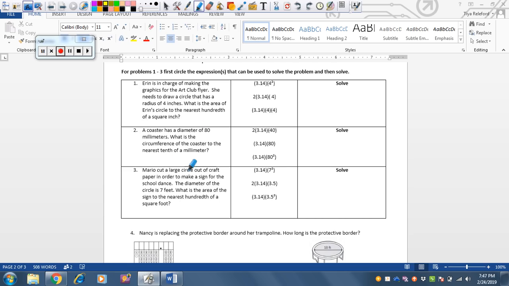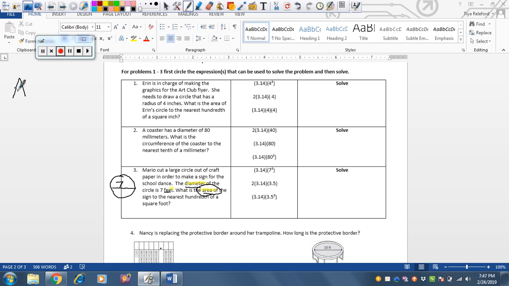Mario cut a large circle out of craft paper in order to make a sign for the school dance. The diameter of the circle is 7 feet. What is the area of the sign to the nearest hundredth of a square foot? So we have a diameter of 7 and we're looking for an area. So go ahead and draw your circle. Diameter goes all the way across.